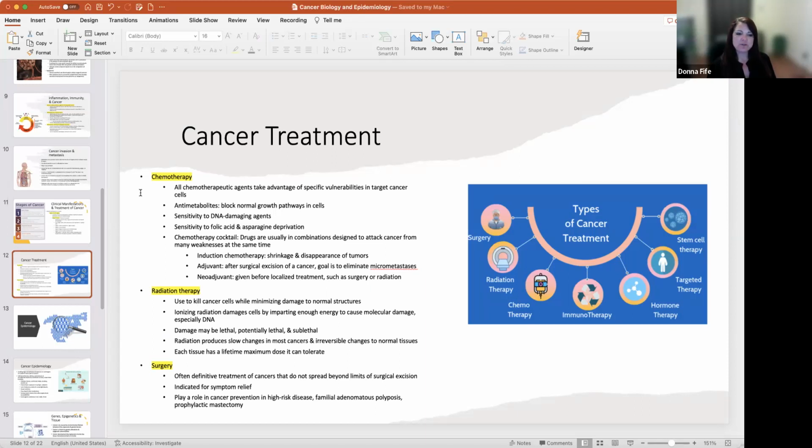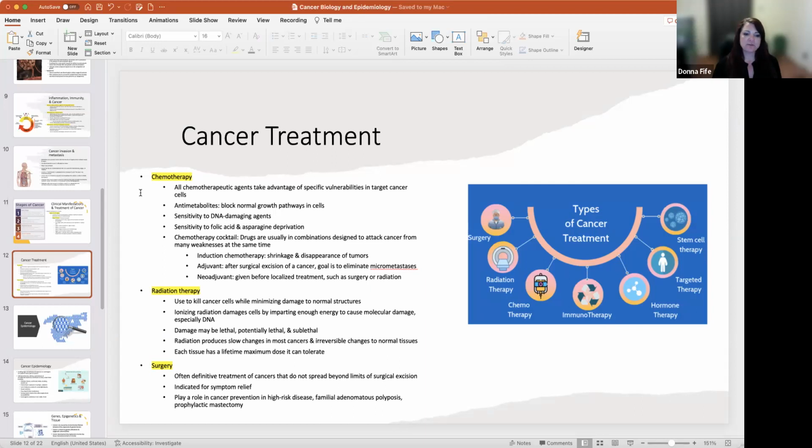Radiation therapy is used to kill cancer cells while minimizing damage to normal structures. Ionizing radiation damages cells by imparting enough energy to cause molecular damage, especially to the DNA. Damage may be lethal, potentially lethal, or sublethal. Radiation produces slow changes in most cancers and irreversible changes to normal tissues. And so each tissue has a lifetime maximum dose that it can tolerate because we want to prevent those irreversible changes to the normal tissue.